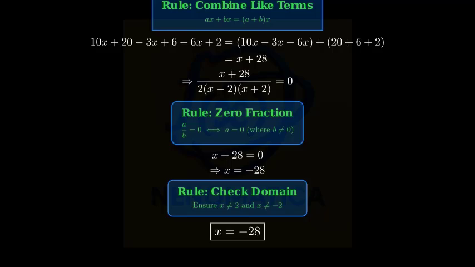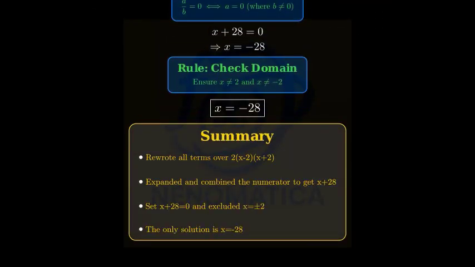Let's summarize what we did to solve this rational equation. First, we moved all terms to one side to get 0 on the right side. Then we rewrote all terms over the common denominator 2 times x minus 2 times x plus 2. We expanded and combined the numerator to get x plus 28. We set x plus 28 equal to 0 and solved to get x equals negative 28. Finally, we checked that this value is not equal to 2 or negative 2, confirming it's a valid solution.